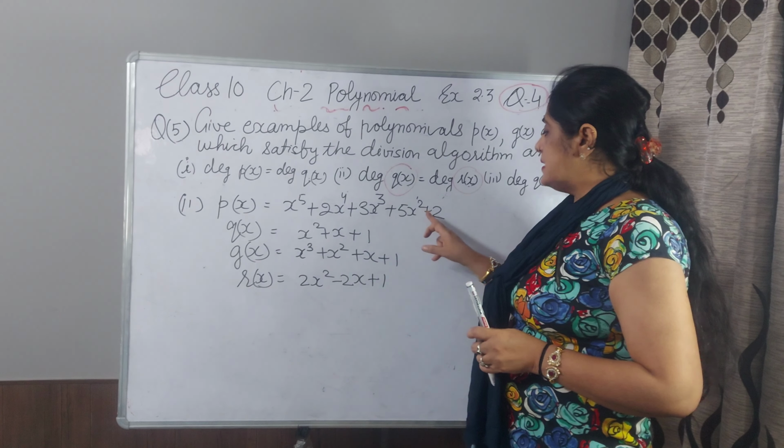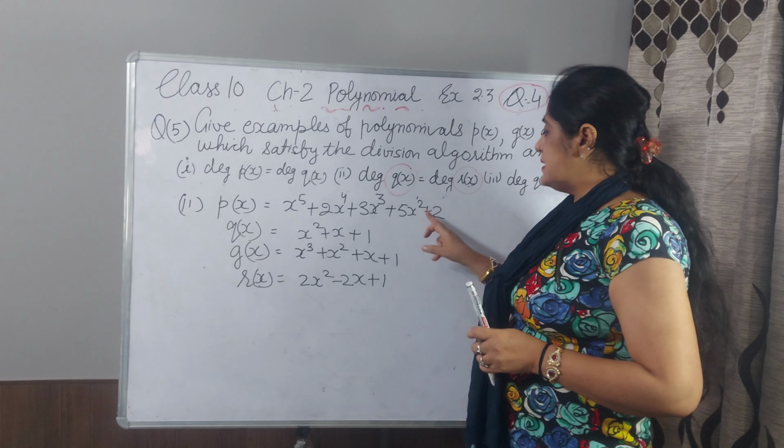Now third part, we assume let our px is 2x raised to power 4 plus 8x power 3 plus 6x square plus 4x plus 12, and our divisor gx is x raised to power 4 plus 4x raised to power 3 plus 3x square plus 2x plus 1. When we divide this px by gx, you can check by long division. We have done so many sums, so you can practice. Qx is coming 2 and Rx is coming 10.